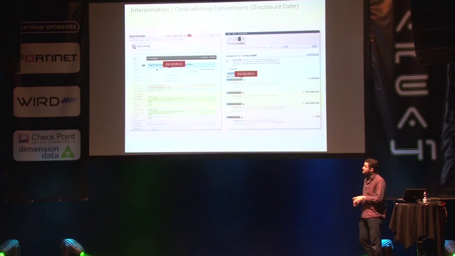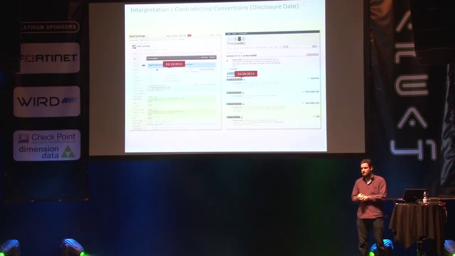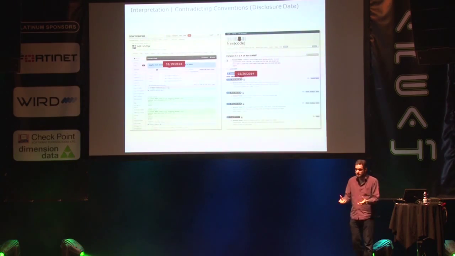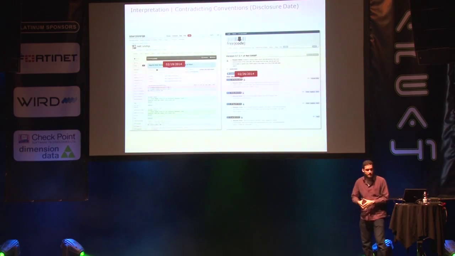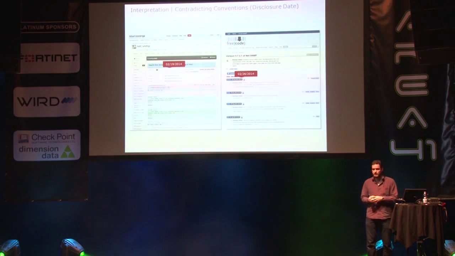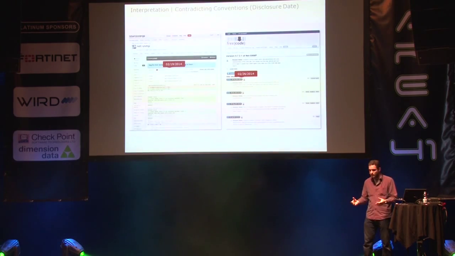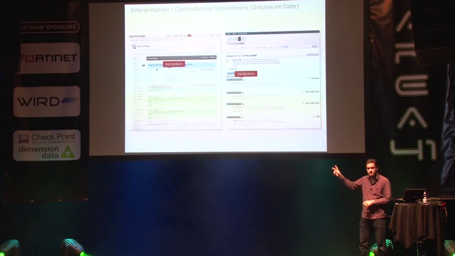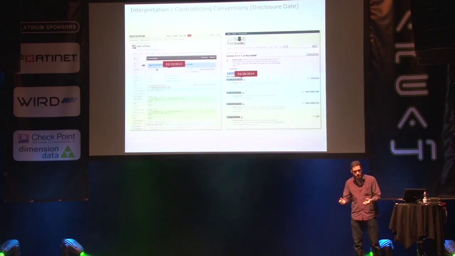But then comes another problem. You have different sources, and what is the disclosure date of a vulnerability? The different sources have different definitions of a disclosure date. For example, on the left-hand side is the commit of a patch which fixes the vulnerability in SNMP, and on the right is the release note of the version which fixed it. And as you can see, the two dates are apart, and you don't really know which one is the disclosure date of the vulnerability.